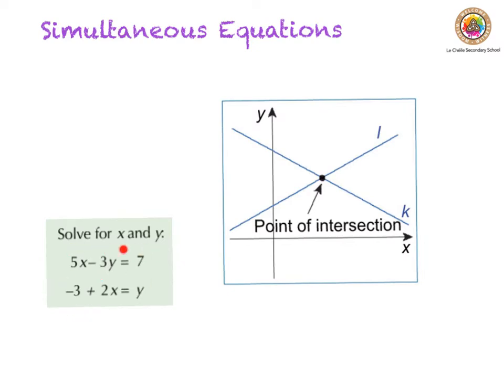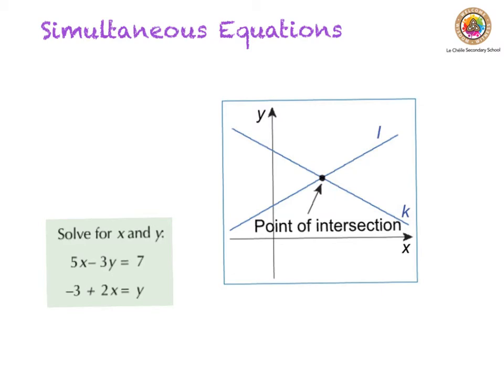So an example of a question involving a simultaneous equation is these two here. So it's asking us to solve for x and y. So we have 5x minus 3y equals 7. So we need to rearrange this one so that it looks like this format, that you have your x term, your y term, and a constant. Okay? And basically our solution, our x and y solution, is that point of intersection.